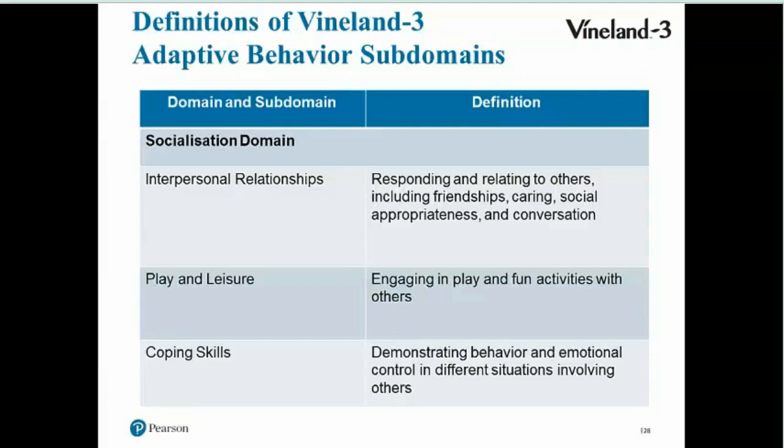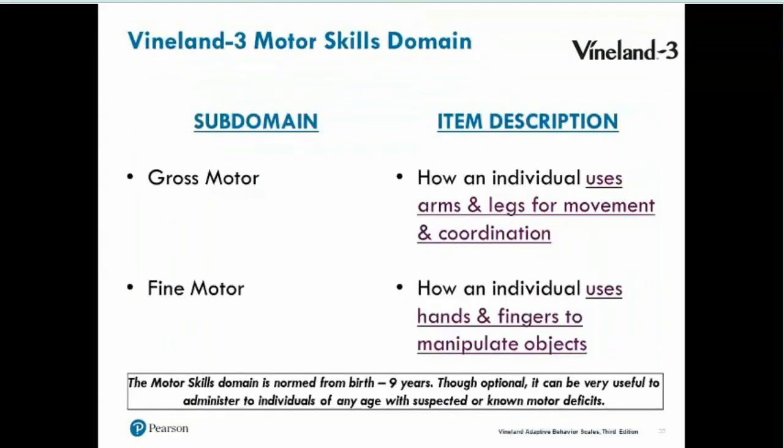So being able to show coping skills and emotional control and a bit of cognitive flexibility when a different situation comes about, for example. We also have the motor skills domain, which is optional, and that's broken down into gross motor. So this is the large muscle movements, arms and legs for movement and coordination. And then the fine motor skills, which is more fine motors in using hands and fingers to manipulate objects like a pencil or scissors, for example.